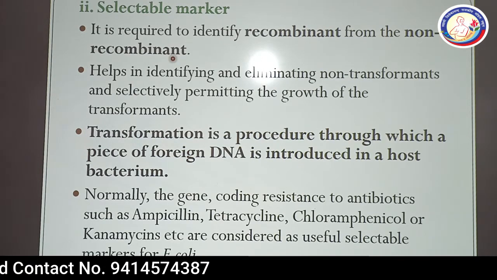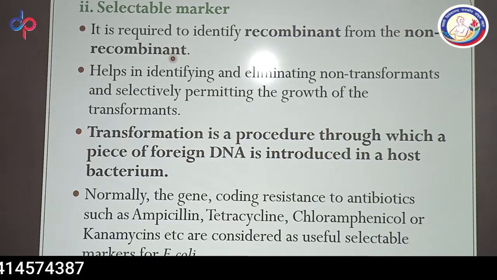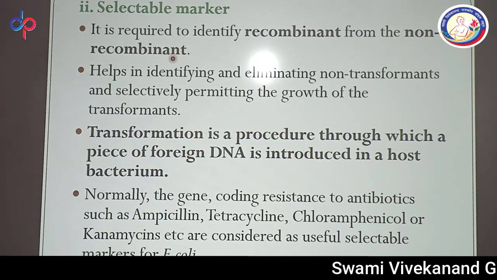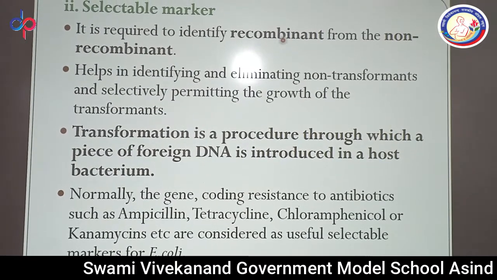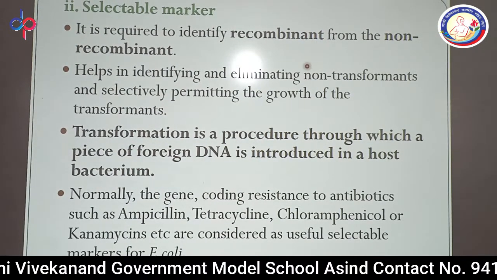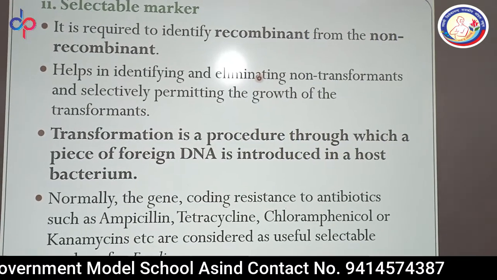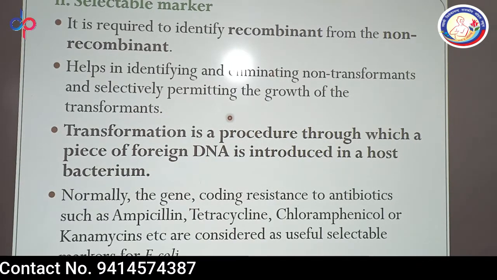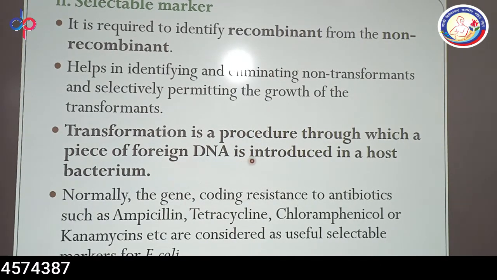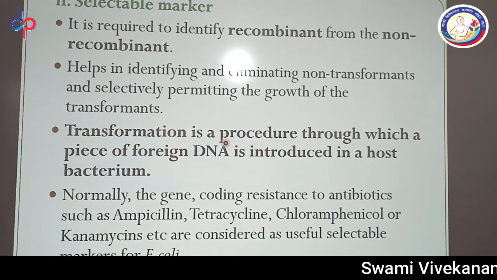Suppose I have inserted the ampicillin resistant gene, and in a Petri plate you have grown the bacteria. So if you want to identify the recombinant, then just add ampicillin antibiotic in the Petri plate. What will you see? The bacteria that has the ampicillin resistant gene will survive and the others will die.